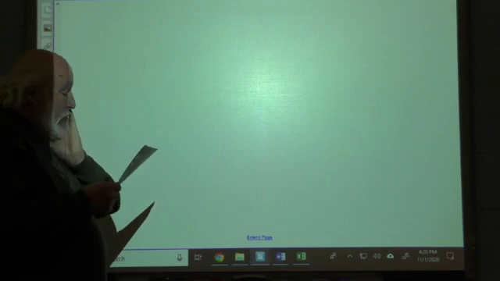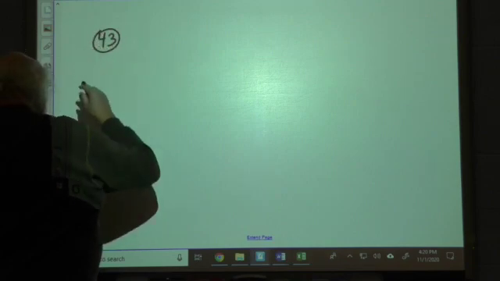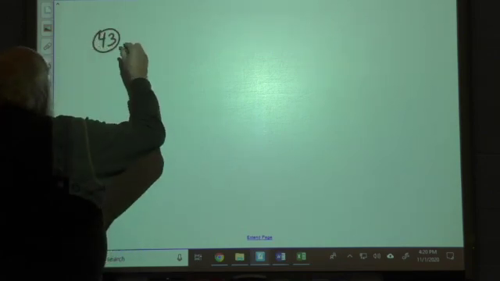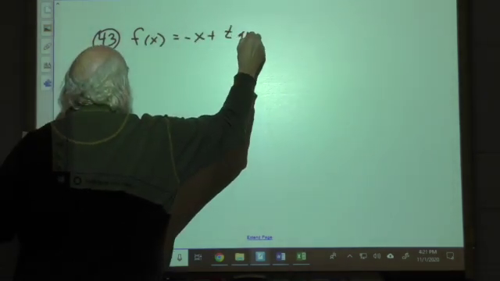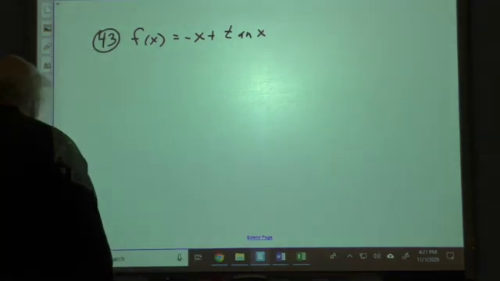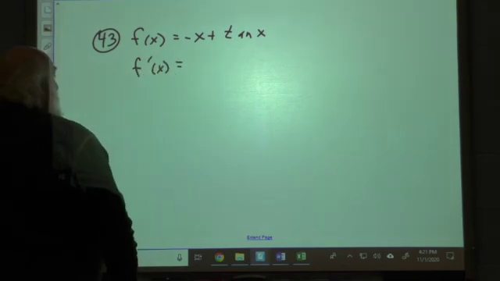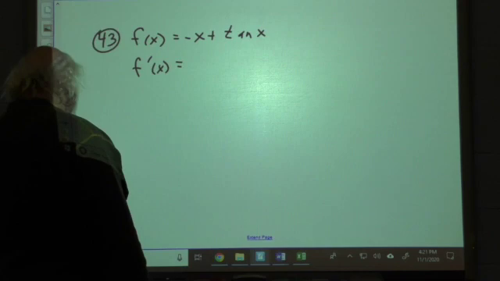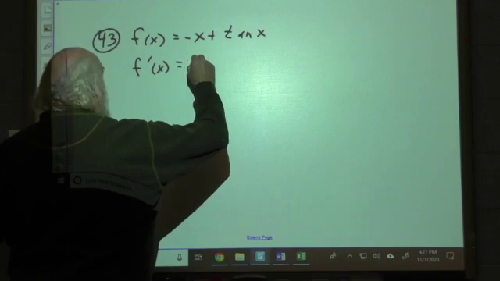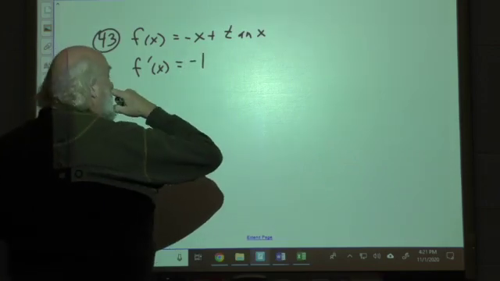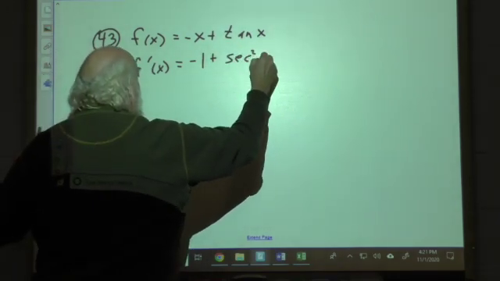Okay, so let's do something other than the sine and cosine. You probably know how to do that. Let's take a look at 43. For this one, we have f of x equals negative x plus tangent of x. So f prime of x is going to be negative 1 for that, plus the derivative of tangent of x, which is secant squared of x.